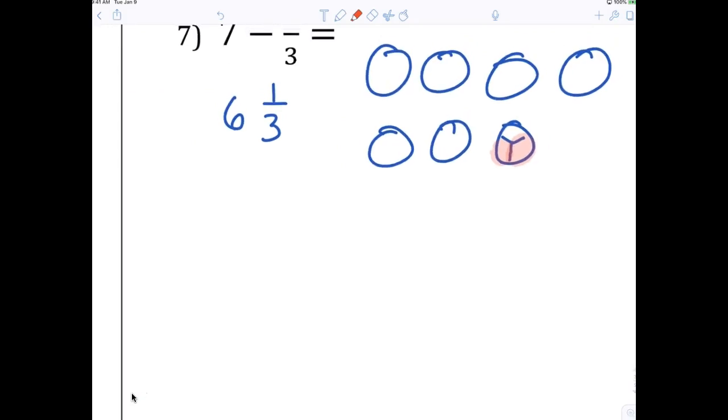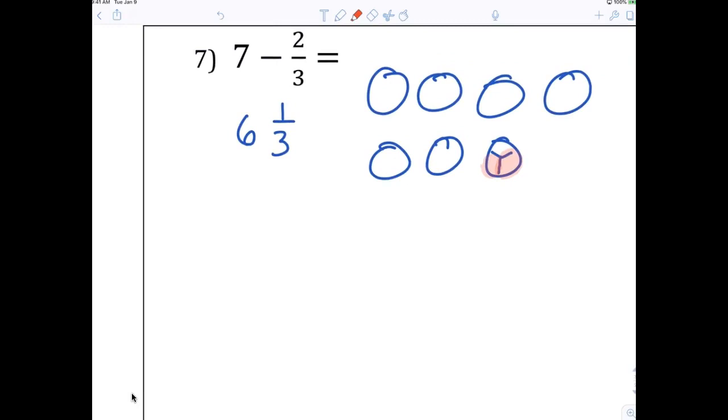Now, mathematically, if you can't see that, you would say 7 is the same as 6 and 3/3 minus 2/3. 6 and 1/3. If you wanted to demonstrate it like that. So on a test, we can just do the mental math. Yes, you should do the mental math. Absolutely. I want you to know that. If you don't know that, you're a little behind. Why did I do 7 over 1? Oh, wait.